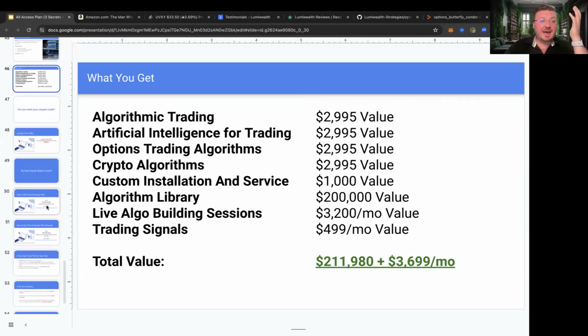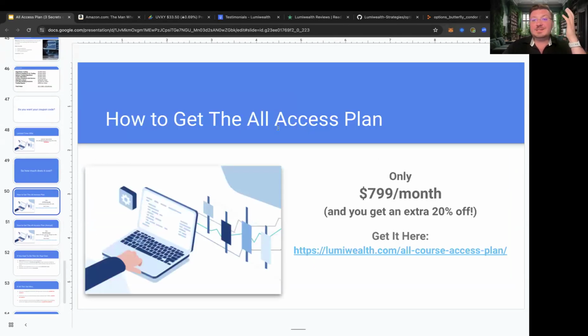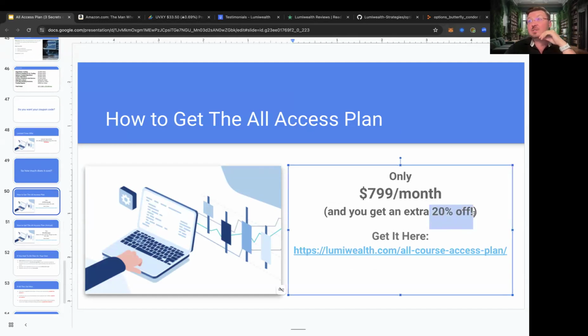You can get all of that for $7.99 a month in our all access plan. And again, you get that 20% off. You can access all of our stuff. You get all of our algorithms. You get access to our live algo building sessions. You get access to our algo library with all these crazy algorithms in it. You get access to all of our courses, all of that for $7.99 a month. And if you sign up by tomorrow, by 9:30 p.m. Eastern time, you get an extra 20% off.